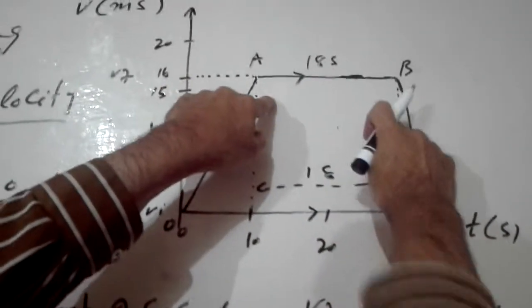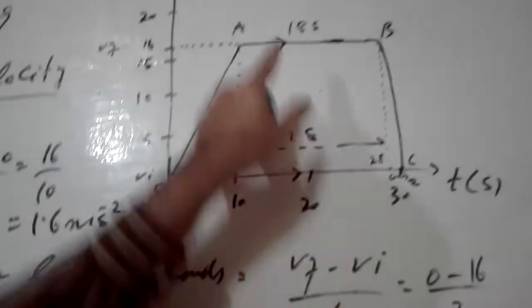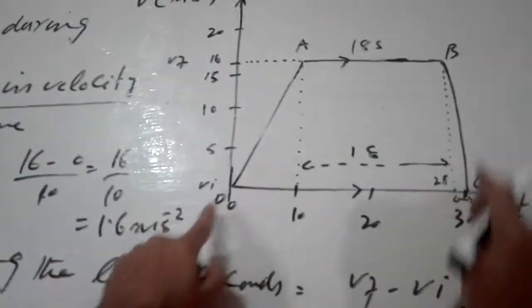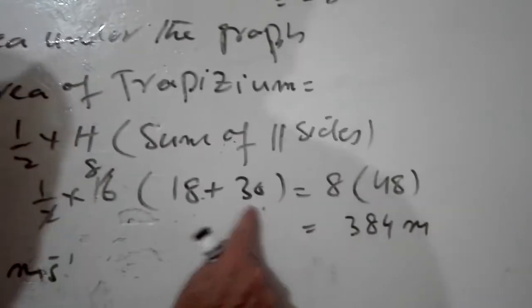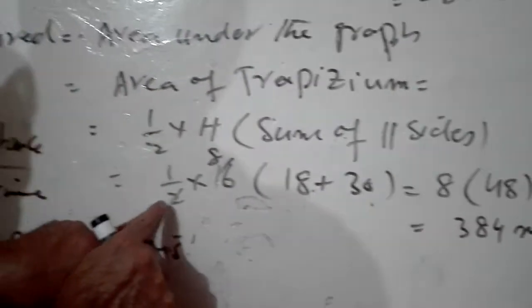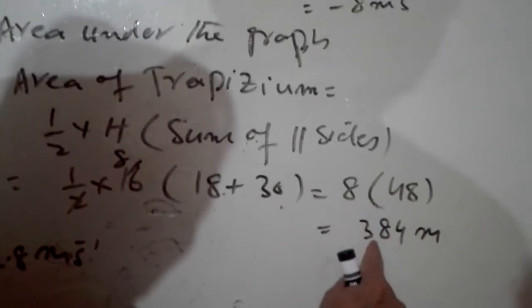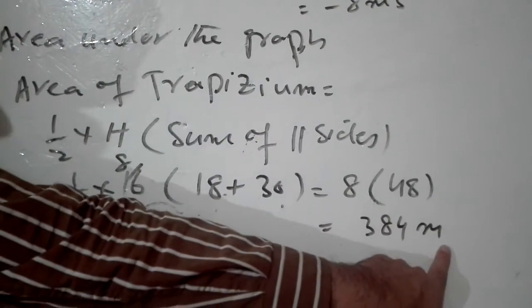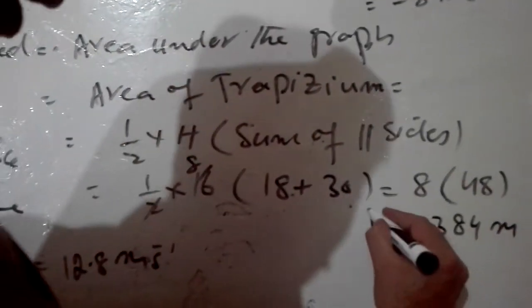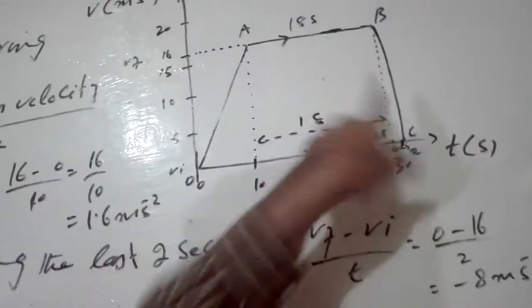So this one side AB, I have just put the value 18, and the other side is clearly 30. So plus 30. If I add 30 plus 18, we will get 48. I have cancelled the 16 with 2. 2 8s are 16. 8 into 48 will give you 384. And I will write the unit of distance, meter. So this will be my answer, 384 meter. It means that the object has covered a total distance of 384 meter during its whole journey.